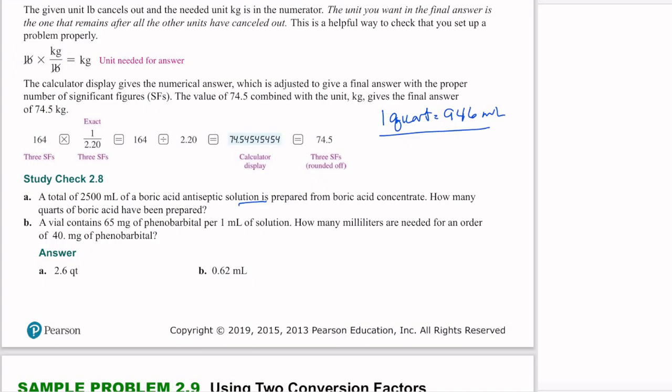Study check 2.8 states a total of 2,500 milliliters of a boric acid antiseptic solution is prepared from boric acid concentrate. How many quarts of boric acid have been prepared? Notice the number 2,500 doesn't have a decimal point behind it. That means that this is limited to two significant figures. So we have 2,500 milliliters.